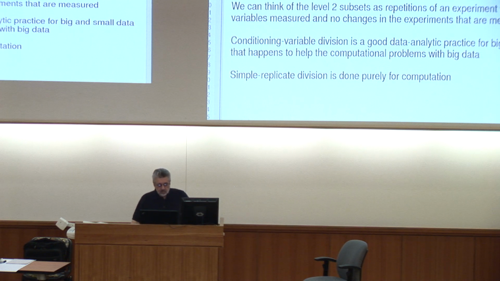The level 2 subsets inside of each level 1 subset, those things will just be simple replicates. In the sense that you can think of those subsets as being different experiments. I ran some experiments under the same conditions, and I got data from this experiment, data from this experiment, data from this experiment. And I have no variables that measure the differences between the experiments because they were all the same so far as the information I have.